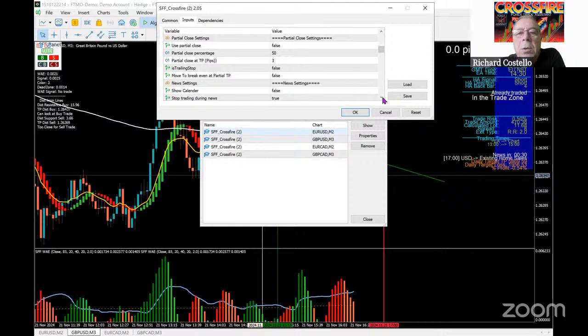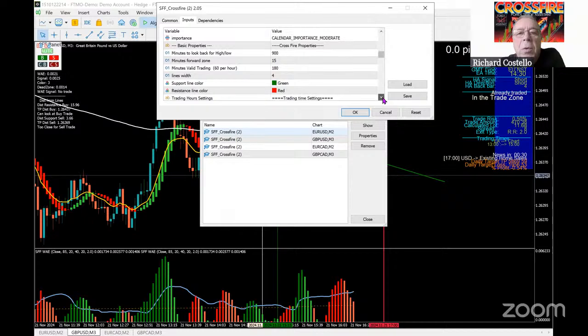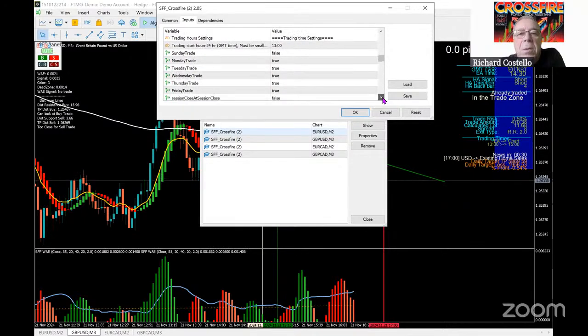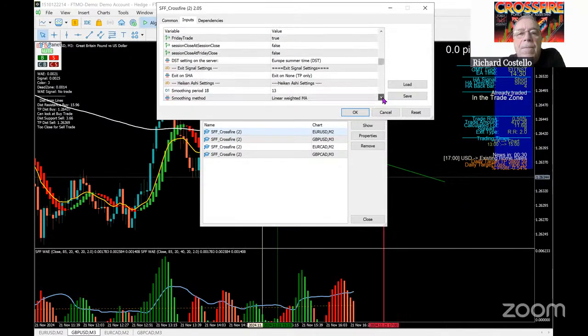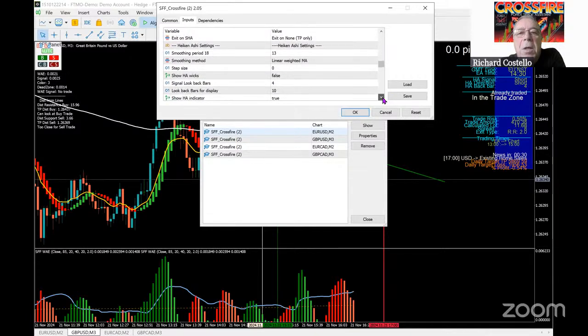The partial close settings, I don't do anything with at the minute. I'm on moderate news. Right, high Kanashi settings. I've got mine set on 13. I didn't change anything there. I did previously change these to 20, but it didn't seem to make a lot of difference.